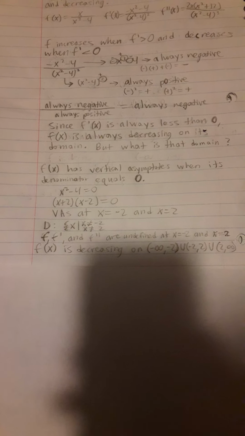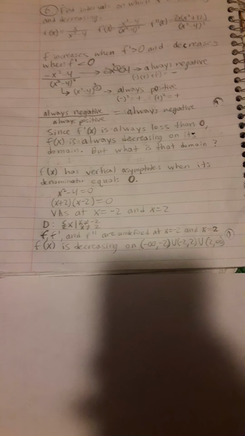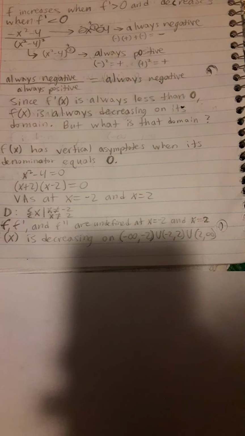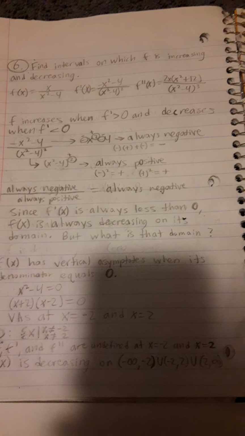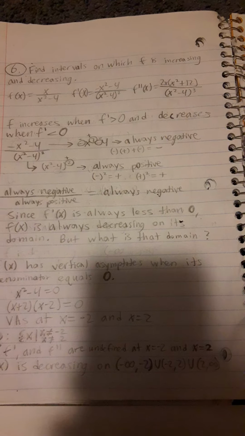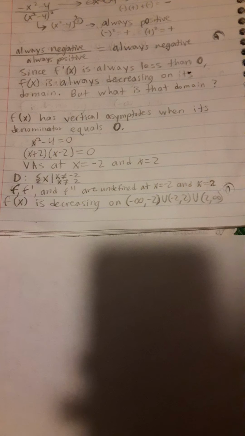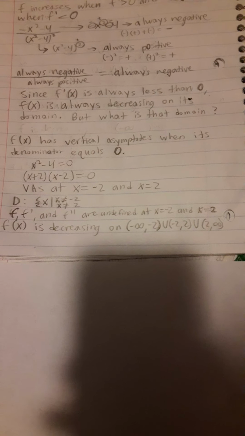So basically f prime and f double prime are all undefined at x equals negative 2 and x equals 2, because they all have similar denominators, just raised to a different power. So f of x is decreasing on negative infinity to negative 2 union with negative 2 to 2 union with 2 to positive infinity. So that wraps up problem 6.